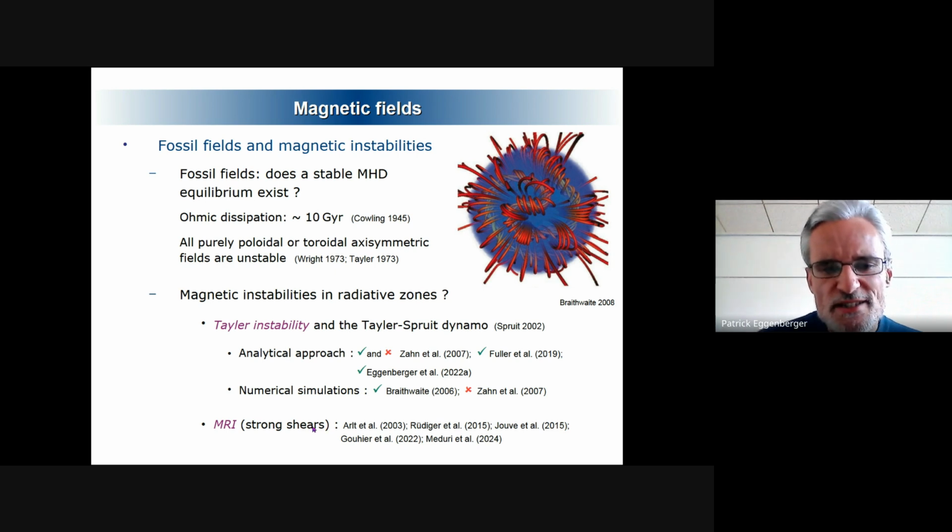For the MRI, this is something that is well known, but it requires strong shears, and sometimes it can be quite inhibited by what we have seen before, the chemical gradients.